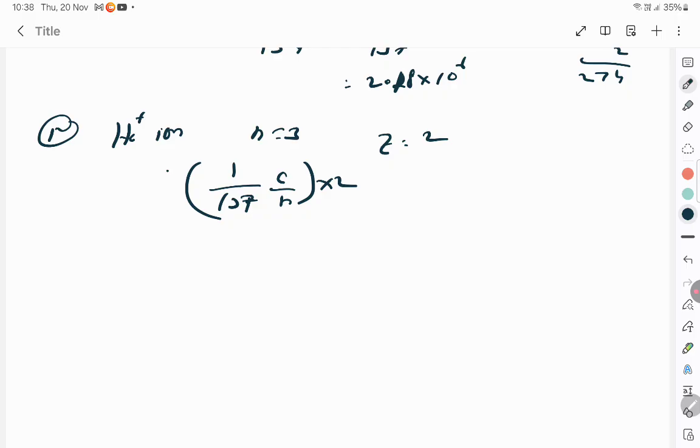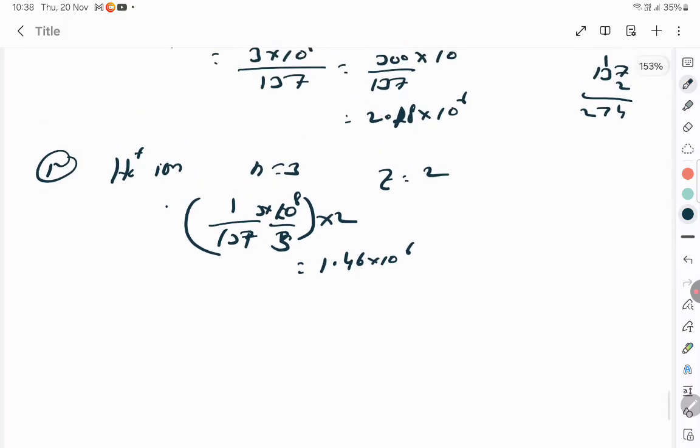That's all. On doing that, you will get the answer to be 1.46 into 10 to the power 6. For which orbit, n is equal to 3, is it? So substitute n as 3. This is 3 into 10 to the power 8. So just do the calculation, be done. 3 and 3 get cancelled also. Just do the calculation, get this answer. Let's go to 13th question.